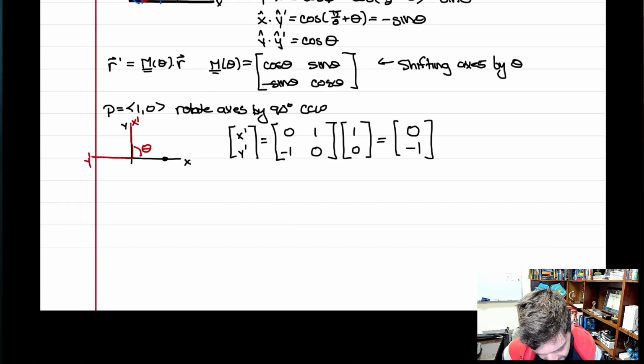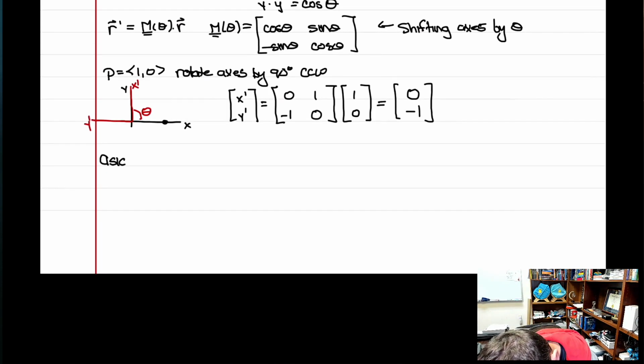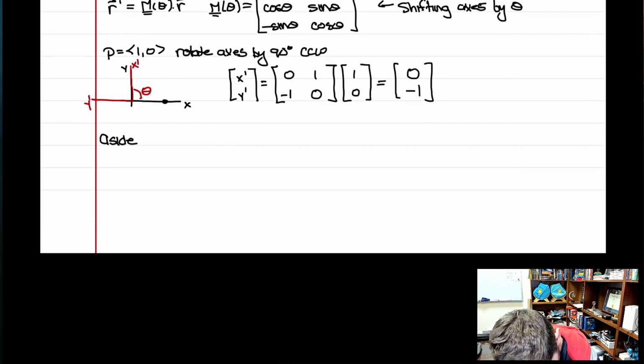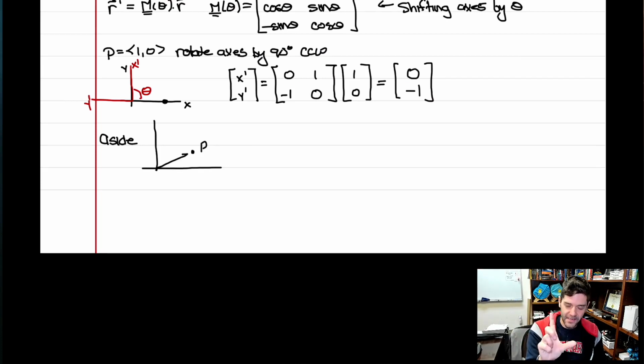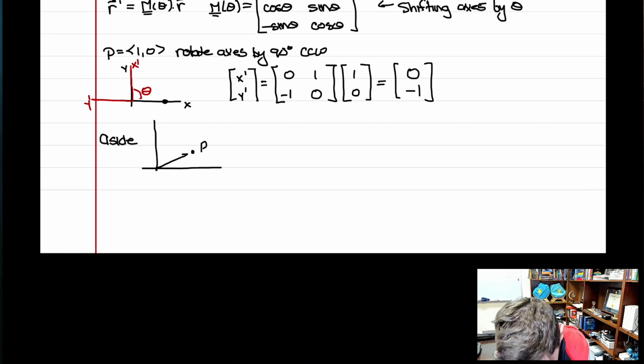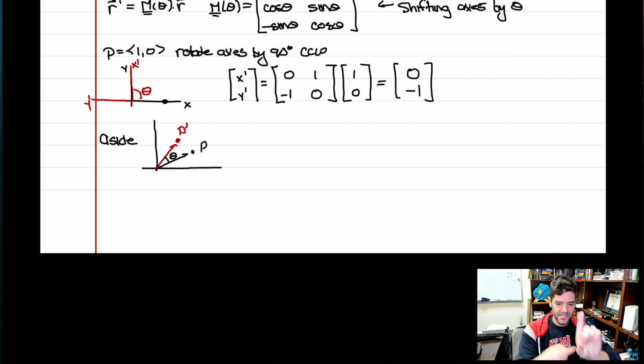Now I'll end just with a quick aside. Sometimes what you want to do is, maybe I have a particle here, P, and rather than rotate the axes, I want to stick with the same axes, but I just want to rotate everything inside the axes. So rather than rotating the axes by theta, it might be that you want to rotate the point by theta, where this angle here is theta. I'm keeping the same axes. Maybe I want to always have the same axes, but I still want to have that rotation. So in that case, I'm rotating everything kind of inside the axes.